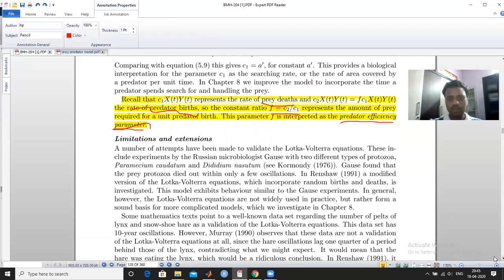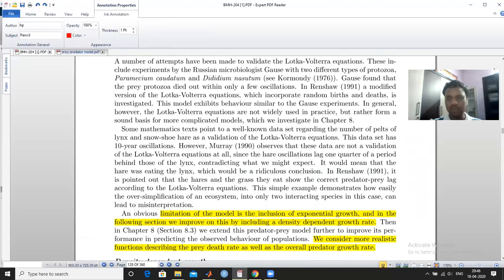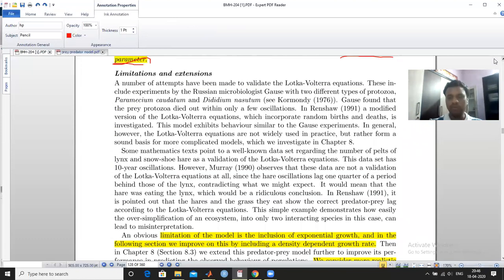Now, the third case we will discuss. What is the third case? We have assumed the population is growing exponentially in the presence of the other population.